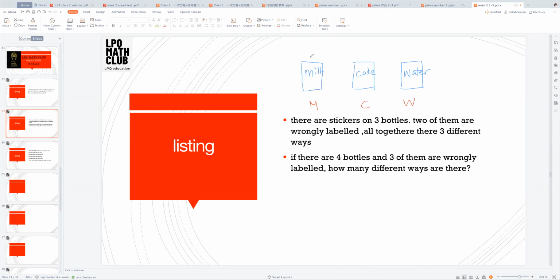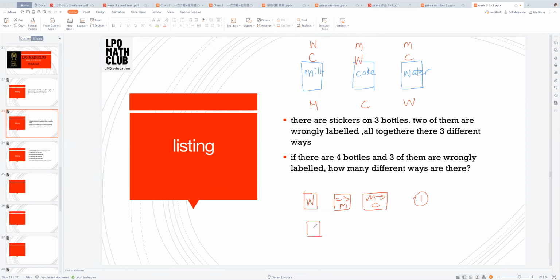So that means milk could be labeled as what? Yes, as Coke or water. And Coke could be labeled as milk or water. And water could be wrongly labeled as milk or Coke. But only 2 of them are wrong. So that means, for instance, we first make water right. Okay, and Coke is wrongly labeled as milk, and milk is wrongly labeled as Coke. So this is 1 way.